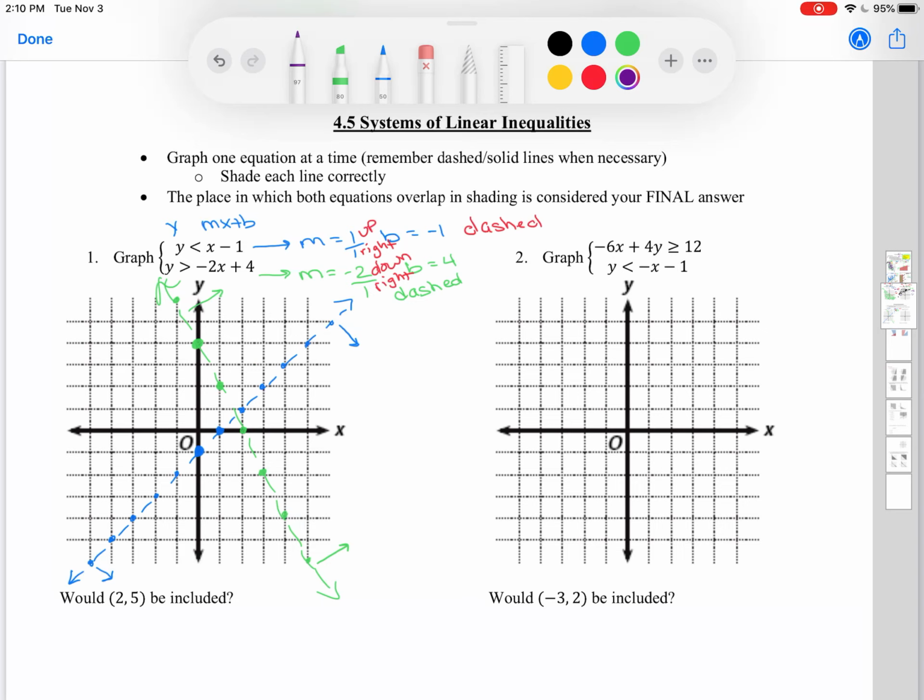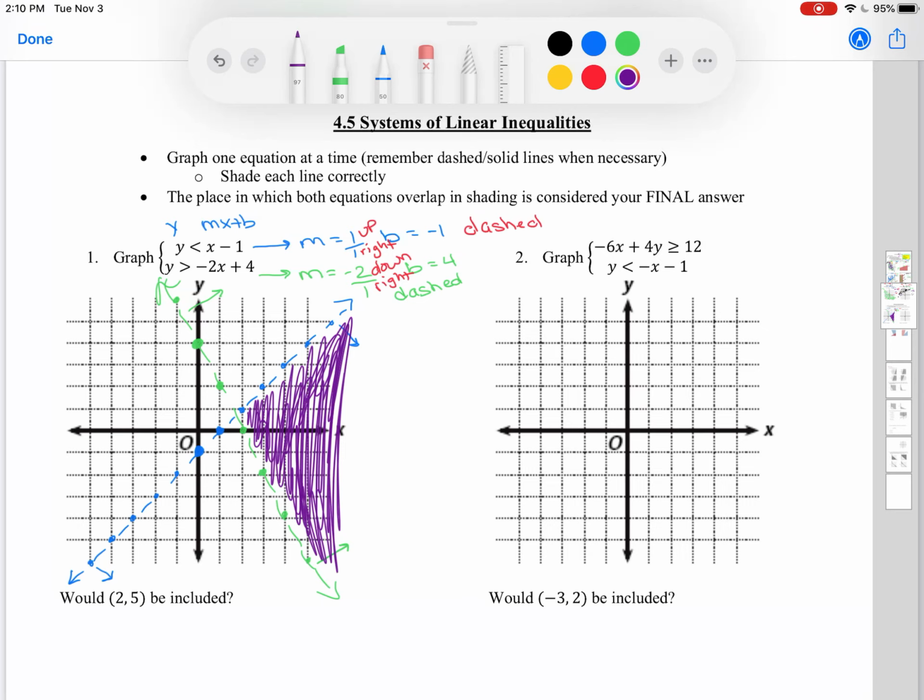And now I have to compare the arrows, and we're looking for where they overlap. Whenever we have two inequalities, we have to see where they overlap each other, and that's going to be the final answer. That's what I need to see shaded. So, if I take a look at the arrows, I know that this blue line is shading everything below, and the green line is shading everything above. But the only places in which they're going to overlap is going to be in this area right here. So that's the shaded area that I want to see on your papers.